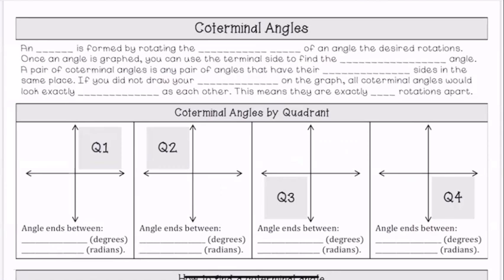Up at the top here, it says an blank, an angle is formed by rotating the blank of an angle to the desired rotations. The one that moves, remember, is the terminal side.